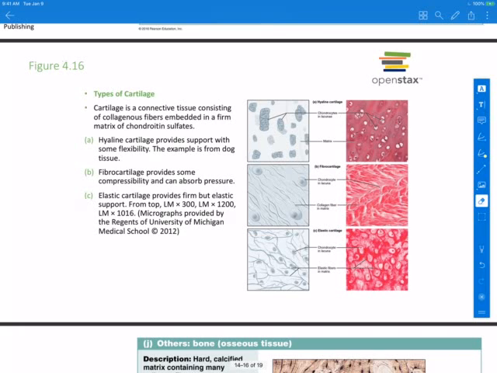Okay, the second major type of cartilage is fibrocartilage. And fibrocartilage is really good at being compressed. It's great at absorbing pressure. And the reason being, it has very thick bundles of collagen fibers in the extracellular matrix. So it has a matrix that's similar to hyaline cartilage, but the fibers are much thicker. Much thicker collagen fibers. It's a different type of collagen fiber. And it offers tensile strength, but it's really good at absorbing compressive shock.